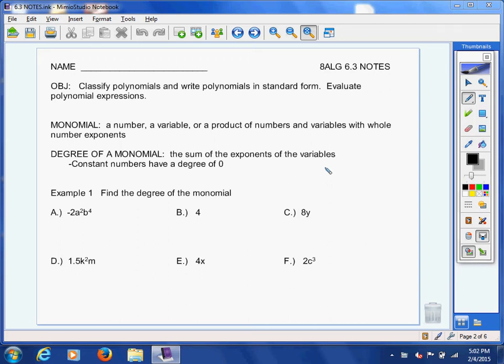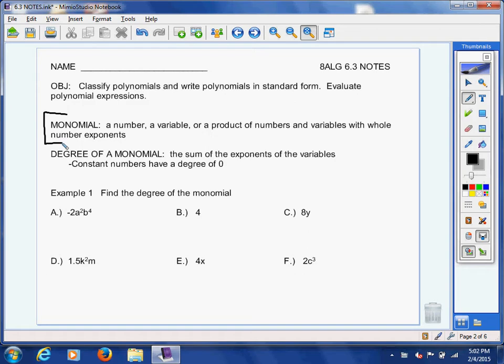We are doing yet another video lesson on section 6.3 this time. And today's focus is going to be on example 1. We're going to find the degree of a monomial. Now some of you are probably wondering, what in the world is a monomial? Well, let's look up here.